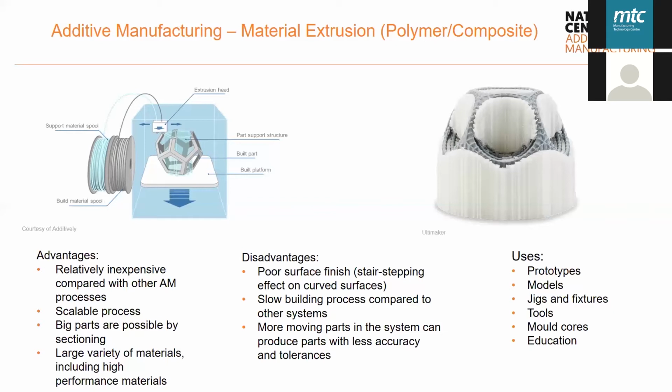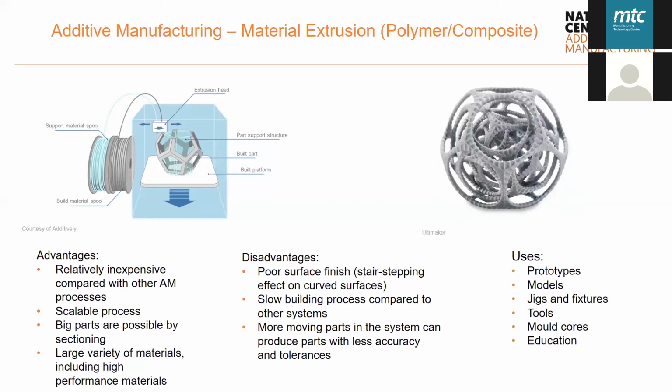Some of the use cases are, again, prototyping models, jigs, fixtures, tools. Mold cores is an interesting application where you might be able to deposit down the actual mold tool, for example, using this process and then potentially machine it afterwards. And that just saves quite a lot of time and expense from machining out of a different material, essentially, such as metals. And then also for education purposes as well, this process can be used.